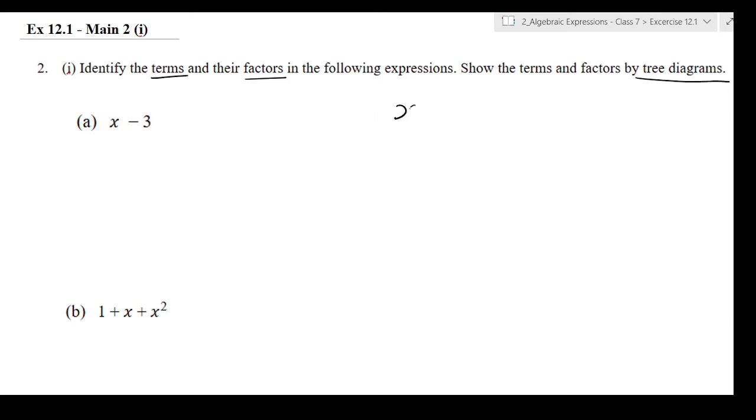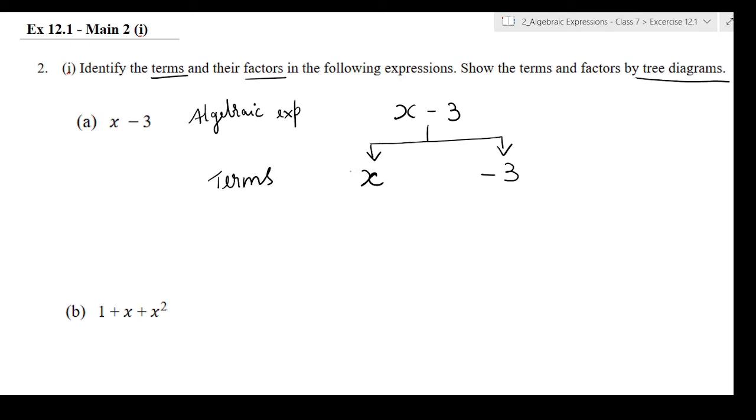So here it's given x minus 3. So let me draw the tree diagram over here. Always keep in mind, whatever is given is called the algebraic expression. And this particular algebraic expression is made up of 2 terms. The first term is x and the second term is minus 3. Please don't forget to write the sign as well. These are called the terms of the algebraic expression. If no number is there, then it is 1.